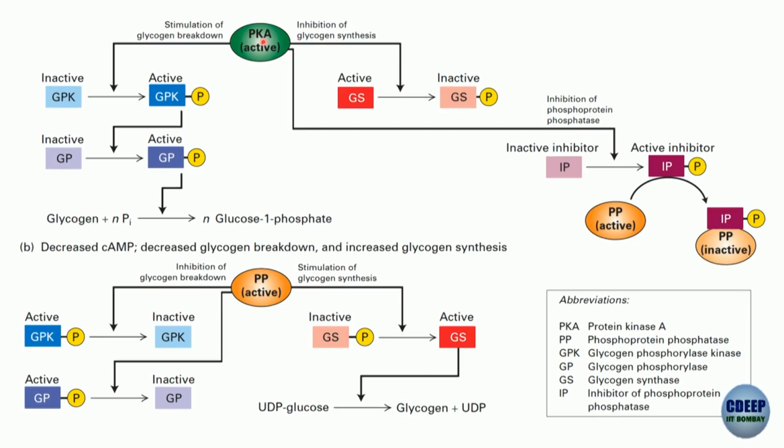What is the substrate of PKA now here? GPK. This GPK will be phosphorylated by PKA. That is not the direct substrate which is doing anything to glycogen. So this GPK which is activated will go and phosphorylate glycogen phosphorylase and activate it. Now this GP, your glycogen phosphorylase, will go and convert glycogen to glycogen 1-phosphate. That is one arm of it, where it is acting indirectly, not directly on glycogen.